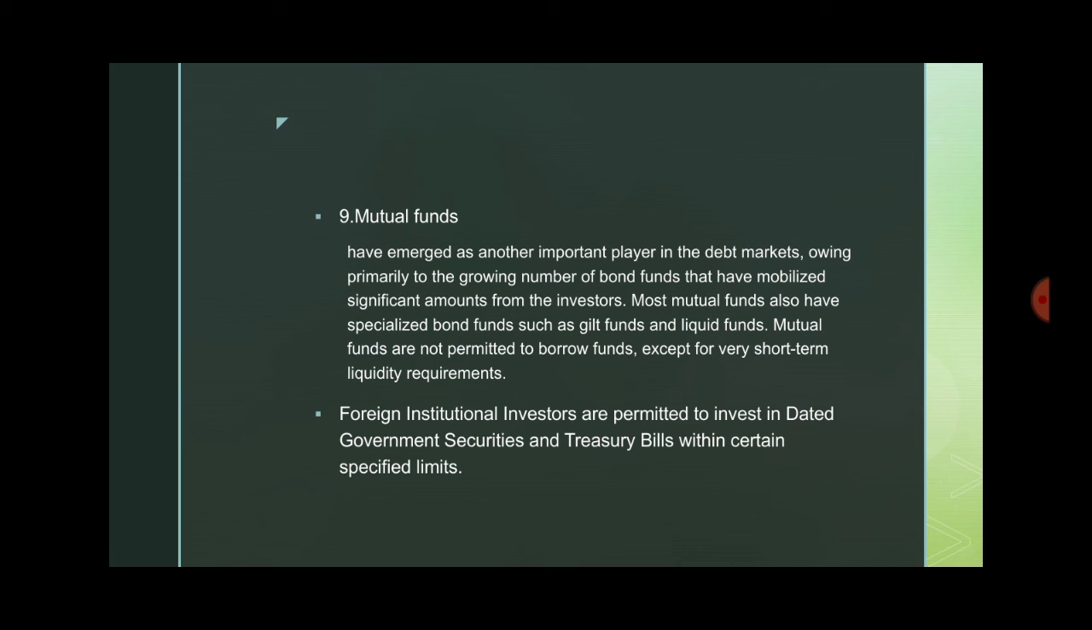The next one is foreign institutional investors. Foreign institutional investors are permitted to invest their money in government securities. Who are the foreign institutional investors? They are foreigners who want to invest their money in the Indian domestic markets. It may be foreign institutional banks or foreign institutional stock broking companies, whatever. They pool the money from foreign places, and that money is invested in India.